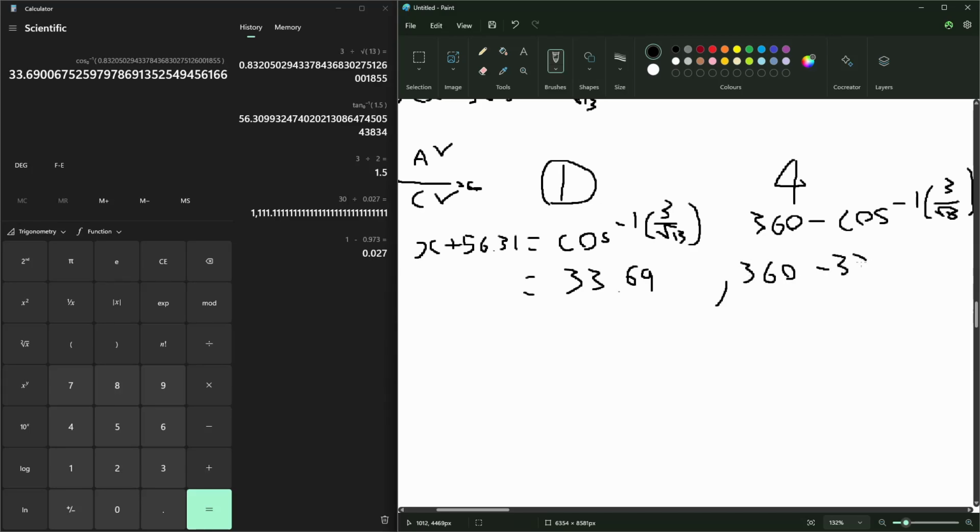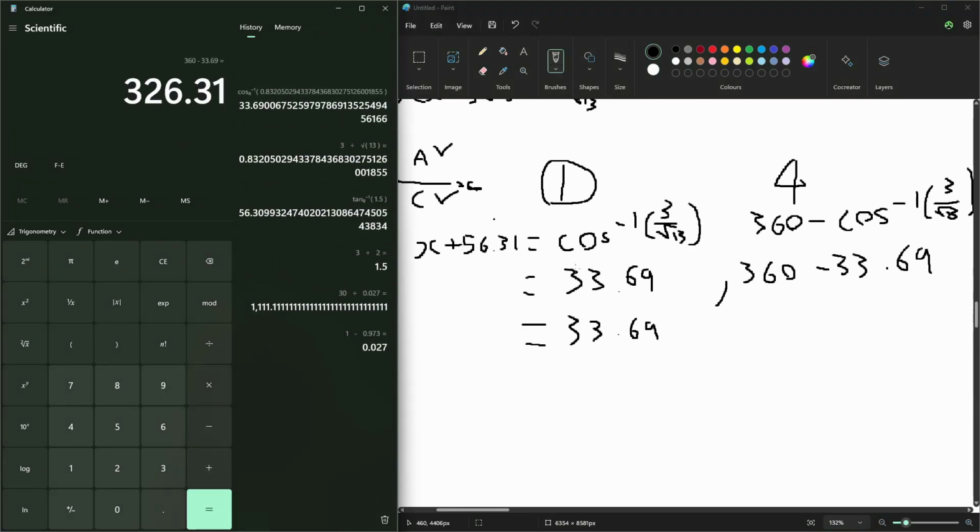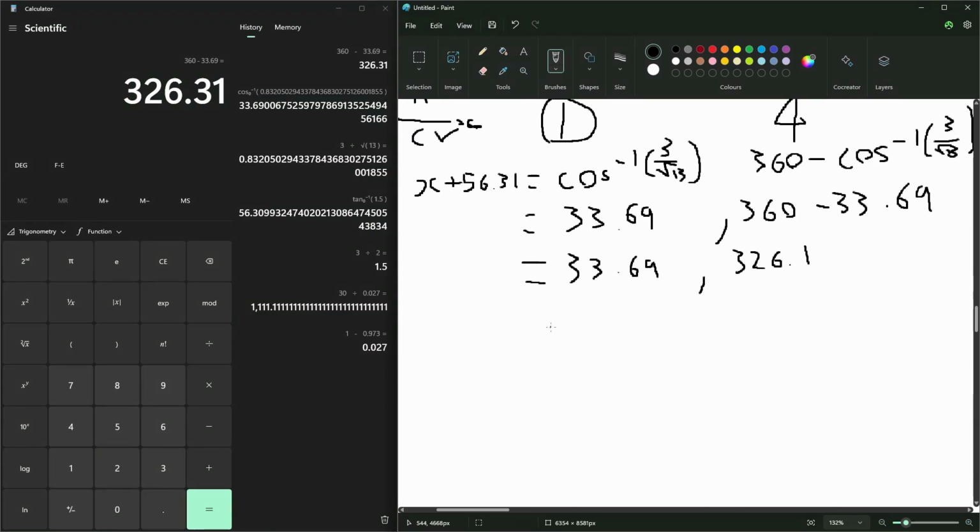360 minus 33.69. Cool. So I'll go and process this. So that will just remain as 33.69. But then we need to take away that from 360. So 326.31. Fantastic.